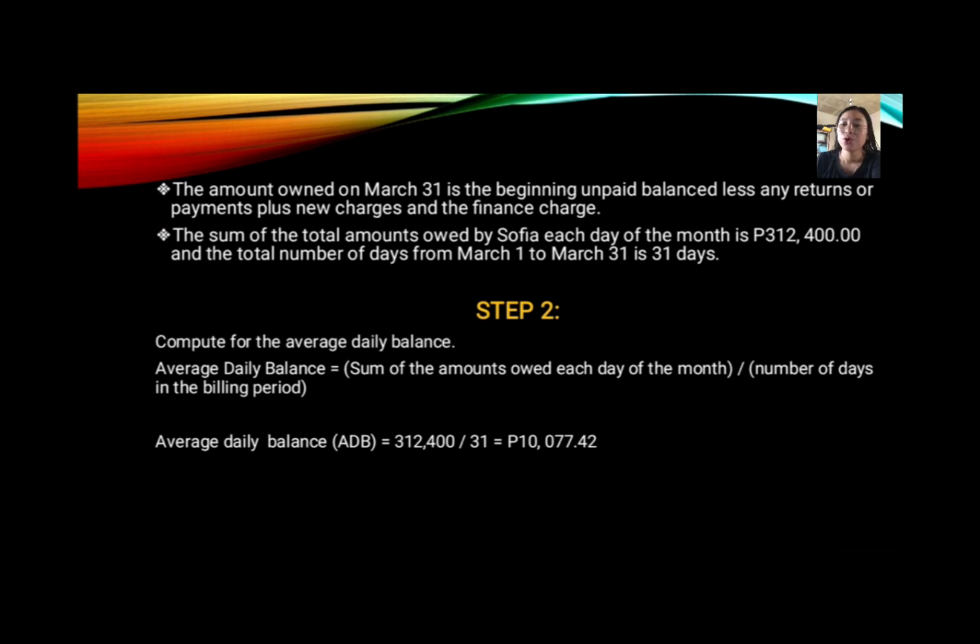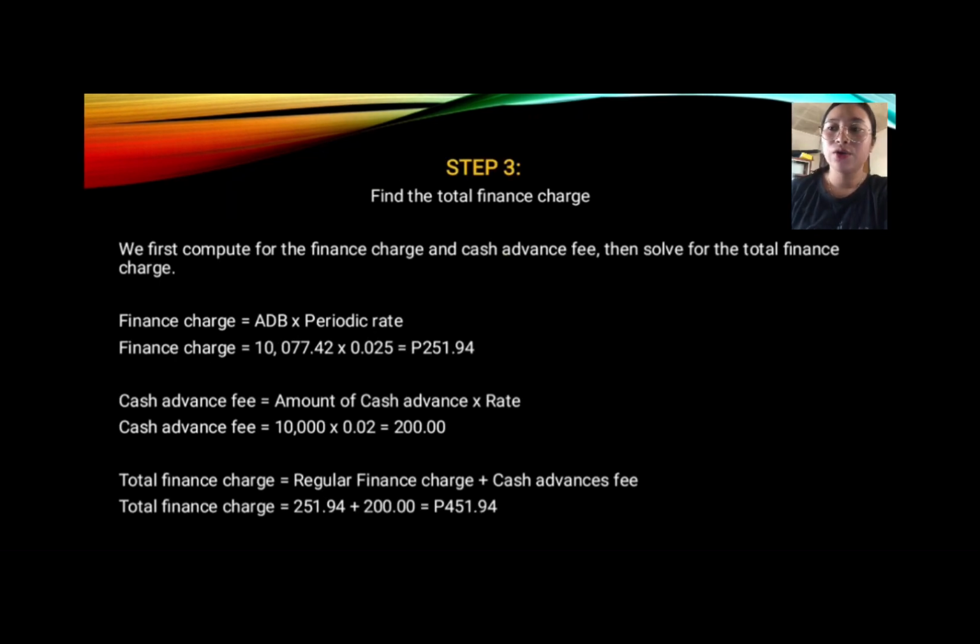So step 2, we need to compute the average daily balance. The formula is: the average daily balance is equal to the sum of the amounts owed each day of the month divided by the number of days in the billing period. So the average daily balance, or ADB, is equal to 312,400 pesos divided by 31, which is the number of days. So it is equal to 10,077.42 pesos.